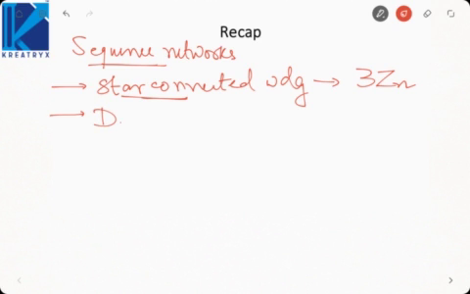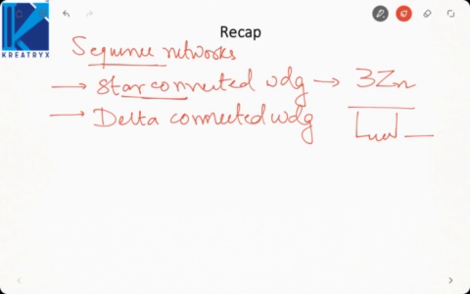Then we looked at delta connected winding and we observed that zero sequence currents can exist in phase but not in line. So what we did is we connected the winding to the reference bus and kept the line open circuited to indicate that there are no zero sequence currents in the line.